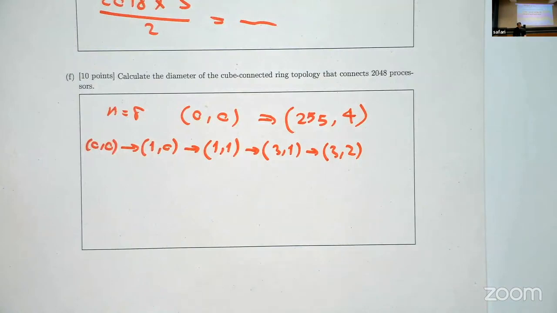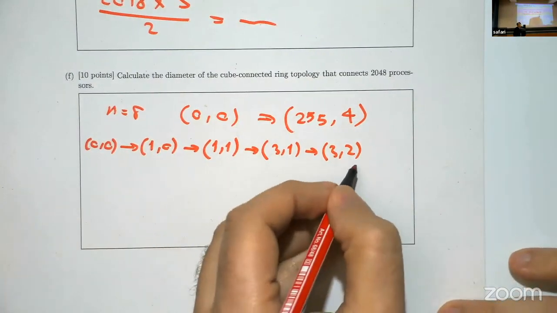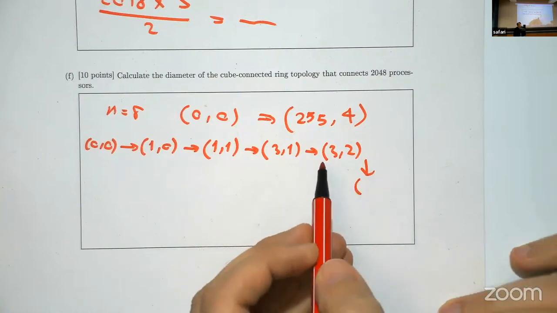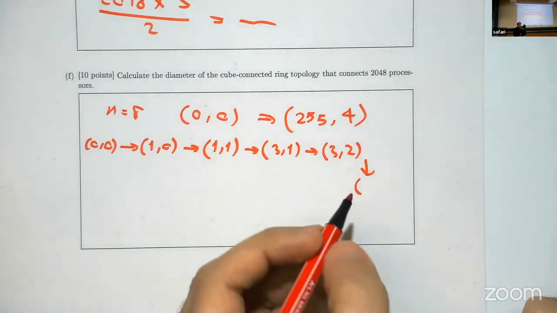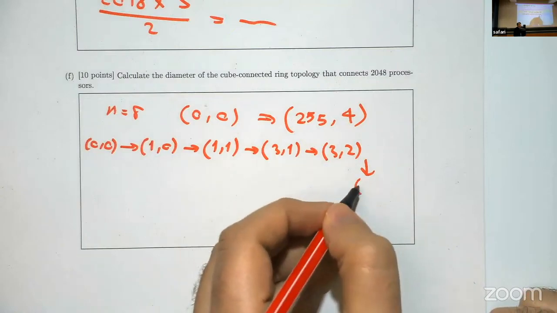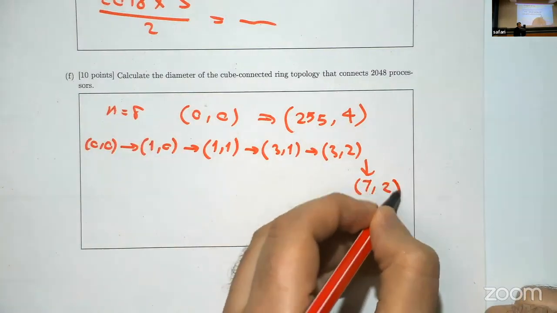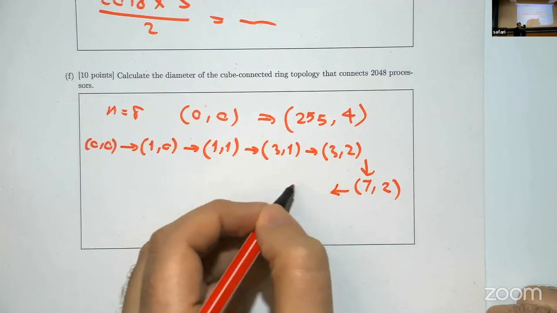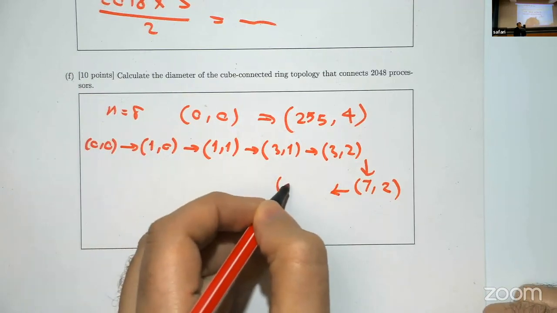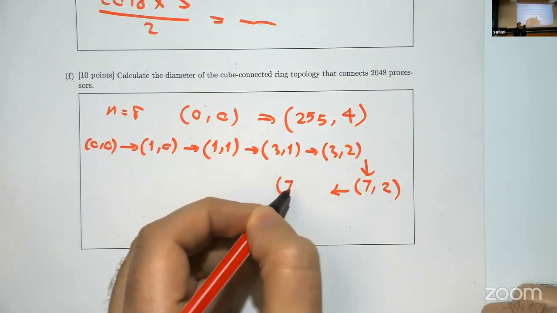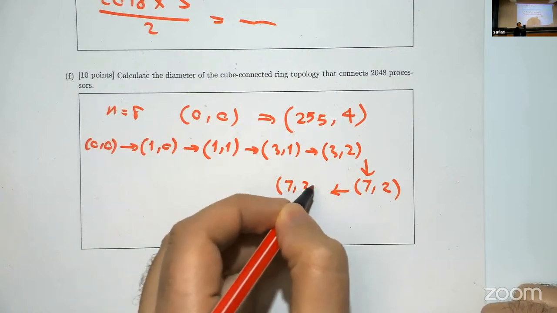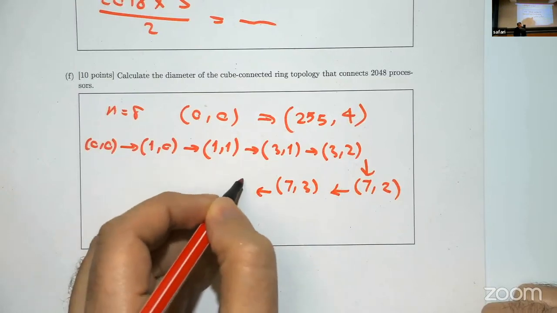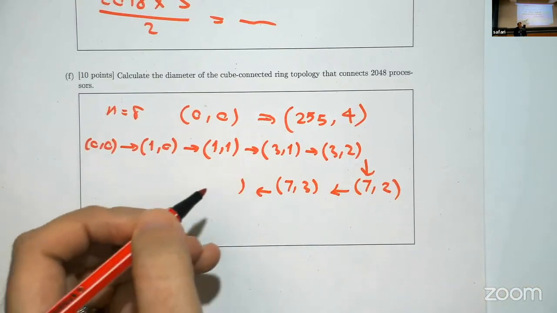Yes, exactly. And then from this node, we will go to hypercube link, which is going to be 7, 2. From this node, we're going to go for a hypercube pass. Sorry, ring pass, which is 7, 3. Then we take another pass in the hypercube.